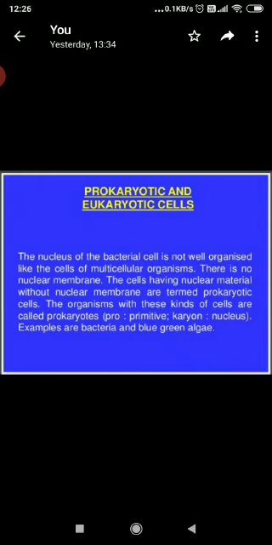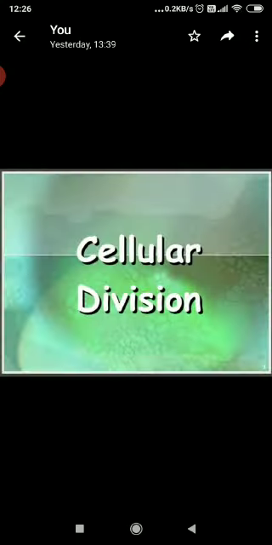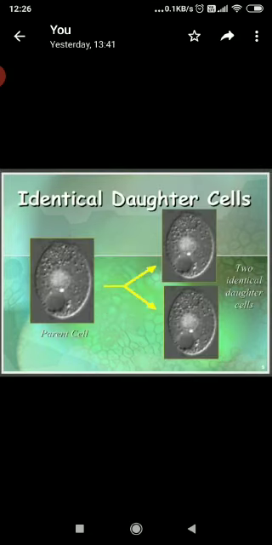So what are eukaryotic cells? The cells which have a well-organized nucleus with a proper nuclear membrane are known as eukaryotic cells. All organisms other than bacteria and blue-green algae have eukaryotic cells. Hence, they are called eukaryotes. For example, plants, animals, fungi, protozoa, etc. are eukaryotes.